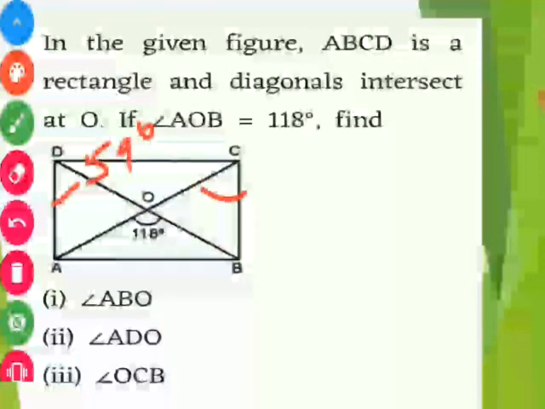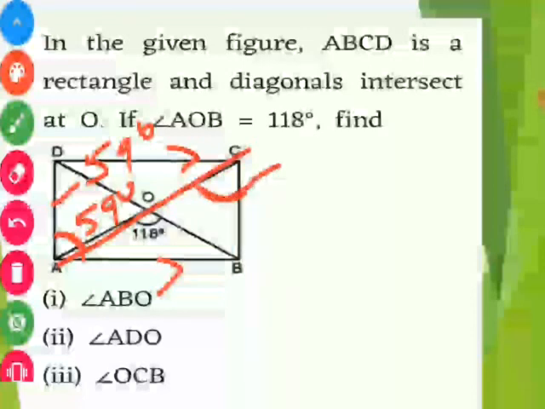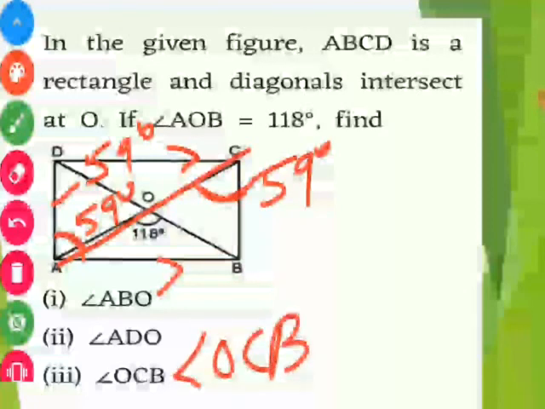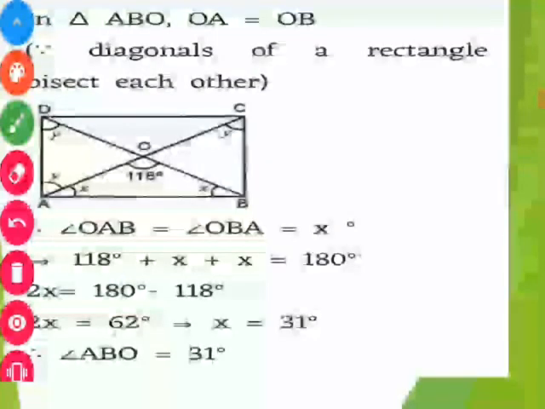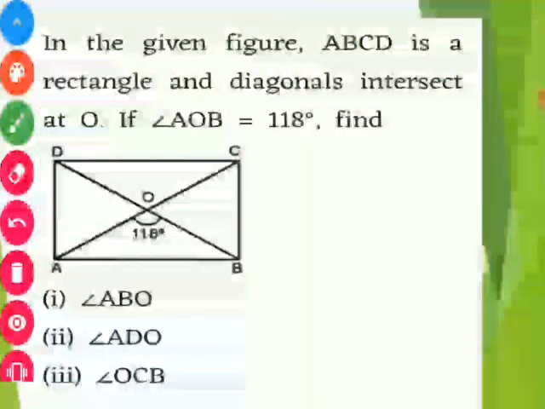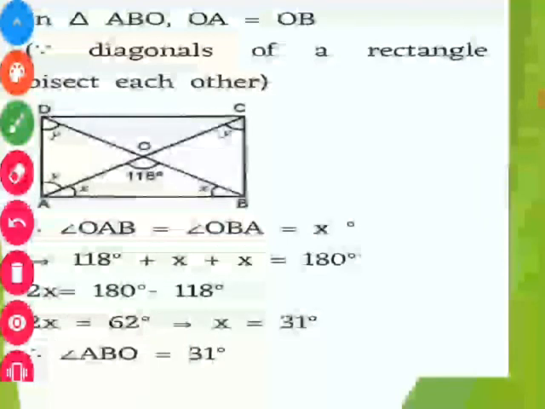Similarly, you will solve this angle also. OCB will also be 59 degrees. This is 59, this is 59. Now there are two parallel lines and this is a transversal. So alternate interior angles are equal. This is 59, so this will also be 59. Therefore, angle OCB will be equal to 59 degrees. So this way we have calculated all the three angles. If you want to see, you can see the solution here as I have proceeded in a similar way.